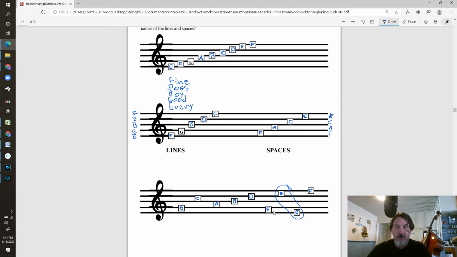So it is possible to have more than one E, and this is why we need to learn to read our notes and not just the letters, because if you just write an E on your paper, how do you know which E to play? Do you play the open E up here? Or do you play the first finger E on the D?